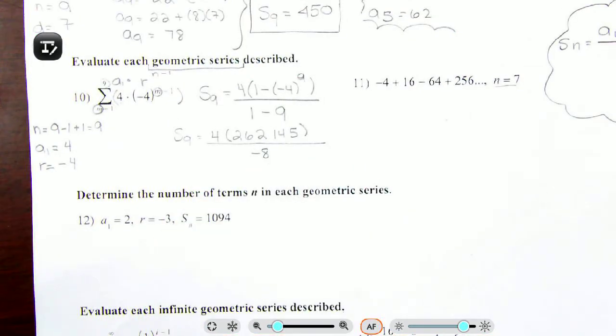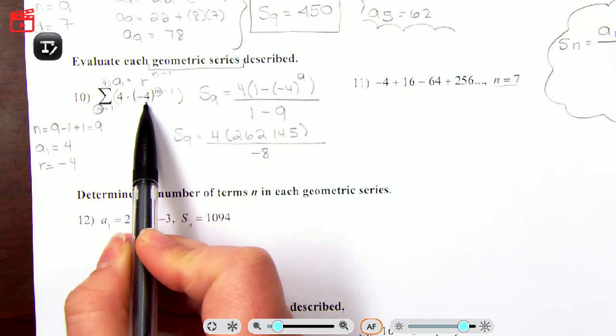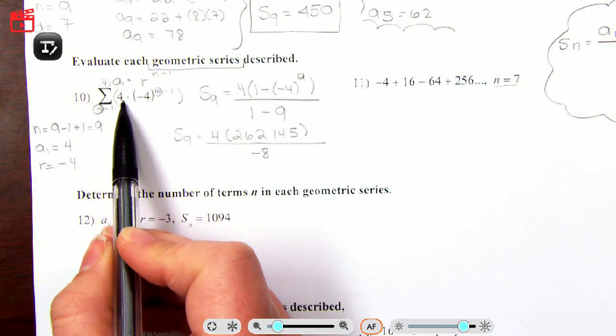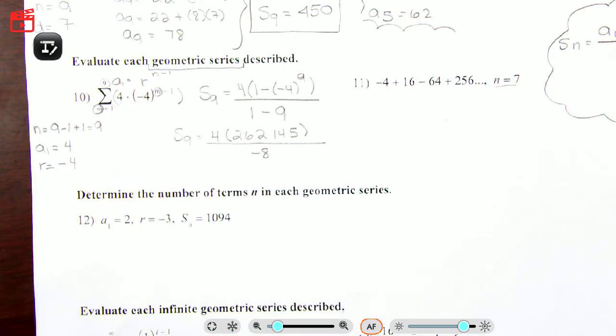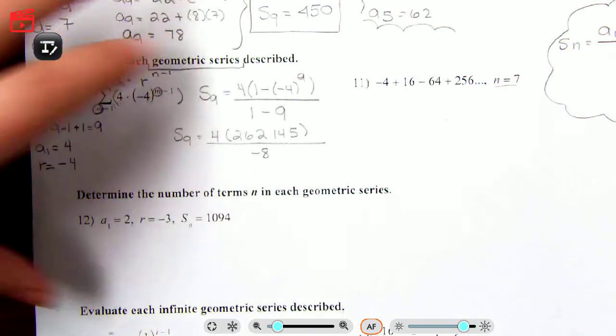So 4 times 262,145. That's a big number divided by negative 8. And what's tripping me up, you guys, right now is my calculator is giving me a decimal. And I know for sure it's not a decimal because my common ratio is a whole number and my starting point is a whole number. So I'm thinking about kind of what's happening, and I don't think I should be having decimals. So let me do this for the third time, right? Third time's the charm. Let's see if I did anything wrong here.